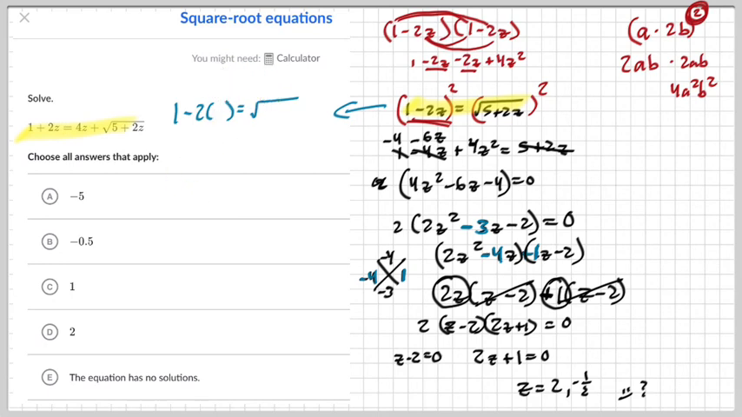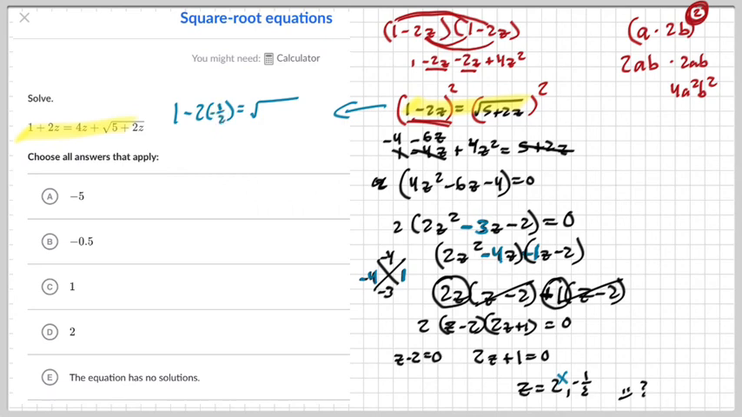So if I plug a 2 in right here, would it work? Negative 2 times 2 is negative 4. Negative 4 plus 1, does that work? It doesn't work. We got a negative number. The 2 doesn't work, guys. Put an x next to it. It's an extraneous solution.